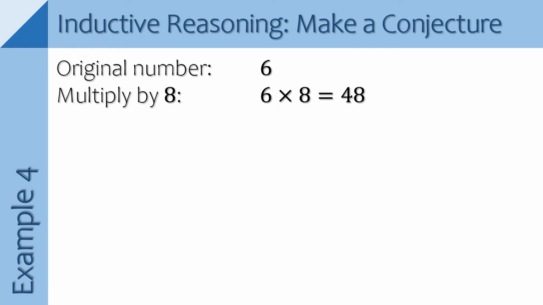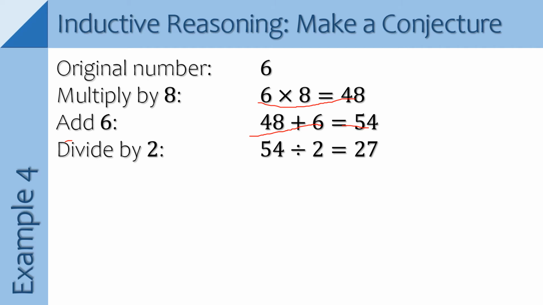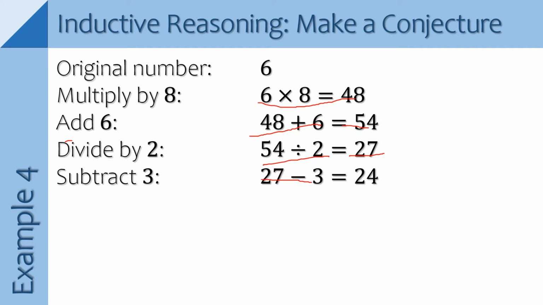Okay, multiply by 8. So 6 times 8 is 48. Okay, add 6. So 48 plus 6 is 54. Next is divided by 2. 54 divided by 2 is 27. Okay, subtract 3. 27 minus 3 is 24. Okay, and that is the resulting number.